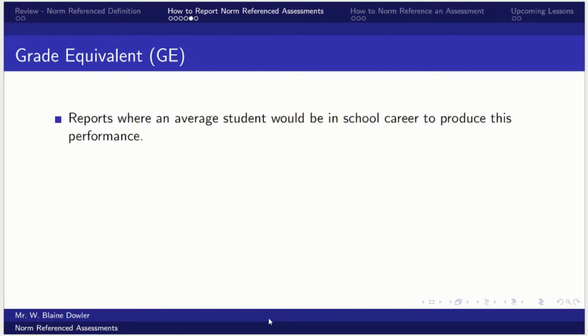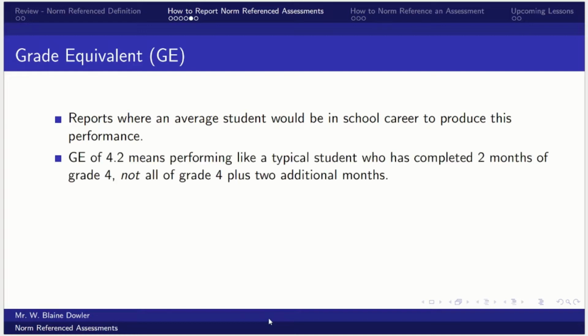A grade equivalent reports where an average student would be in their school career when they performed the same way as the student on the test. So a grade equivalent of 4.2 means performing like a typical student who's completed 2 months of grade 4, not all of grade 4 plus 2 additional months. It's easy to assume that 4.0 means finishing all of grade 4, but that's starting grade 4, and the reason the curve was chosen that way was to accommodate kindergarten students as grade 0. So if you finish 2 months of kindergarten and you're performing exactly on average, your grade equivalent would be 0.2.